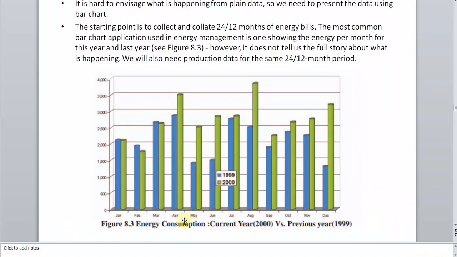If you can see here, there are two graphs in a single line. This is a comparative bar chart. Here the blue color indicates the energy consumption in the year 1999, and the parallel green color indicates the energy consumption for the year 2000. So by this we can differentiate the data.